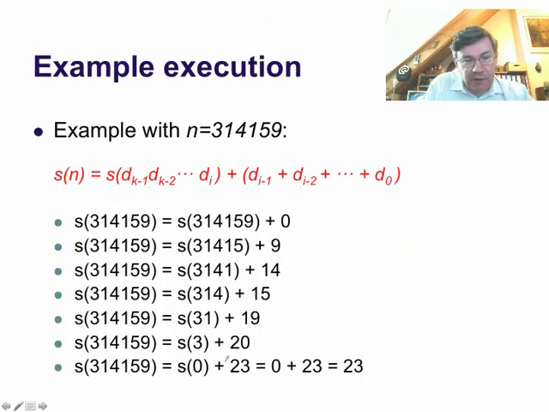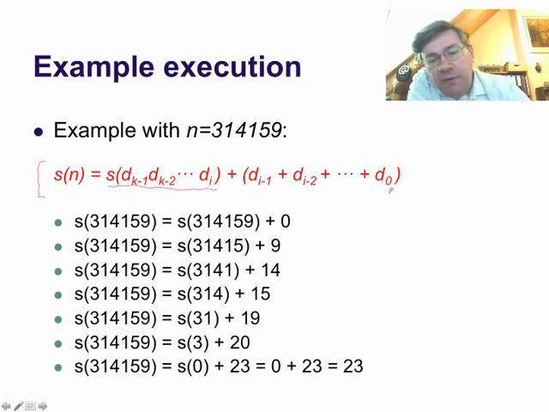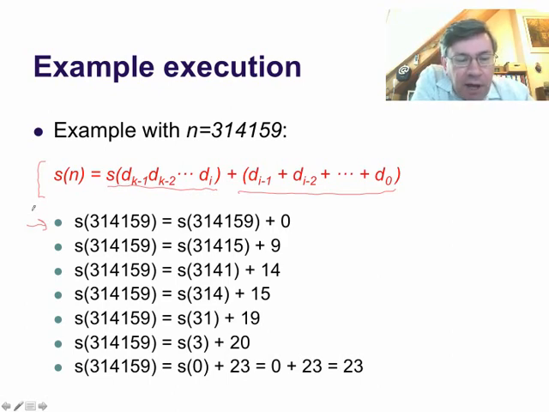So let's show an example of this. With our favorite number, 314159, here again is the invariant. Sn is the first part here, plus the second part. And we start here with S314159 is equal to S314159 plus 0, so we don't know anything yet. And then we remove a digit here, and we add it to the accumulator, and we keep moving digits out here until finally we get to S of 0, which is 0, and the result is 23.